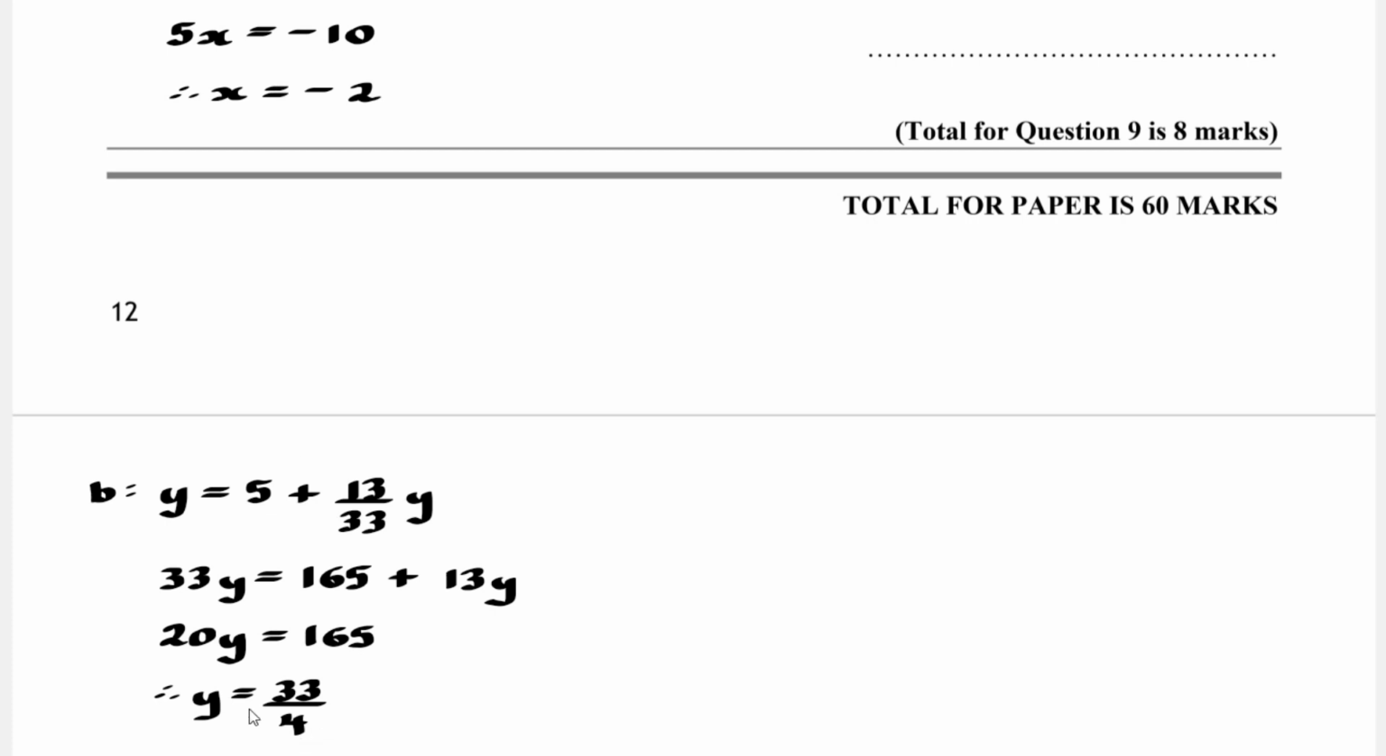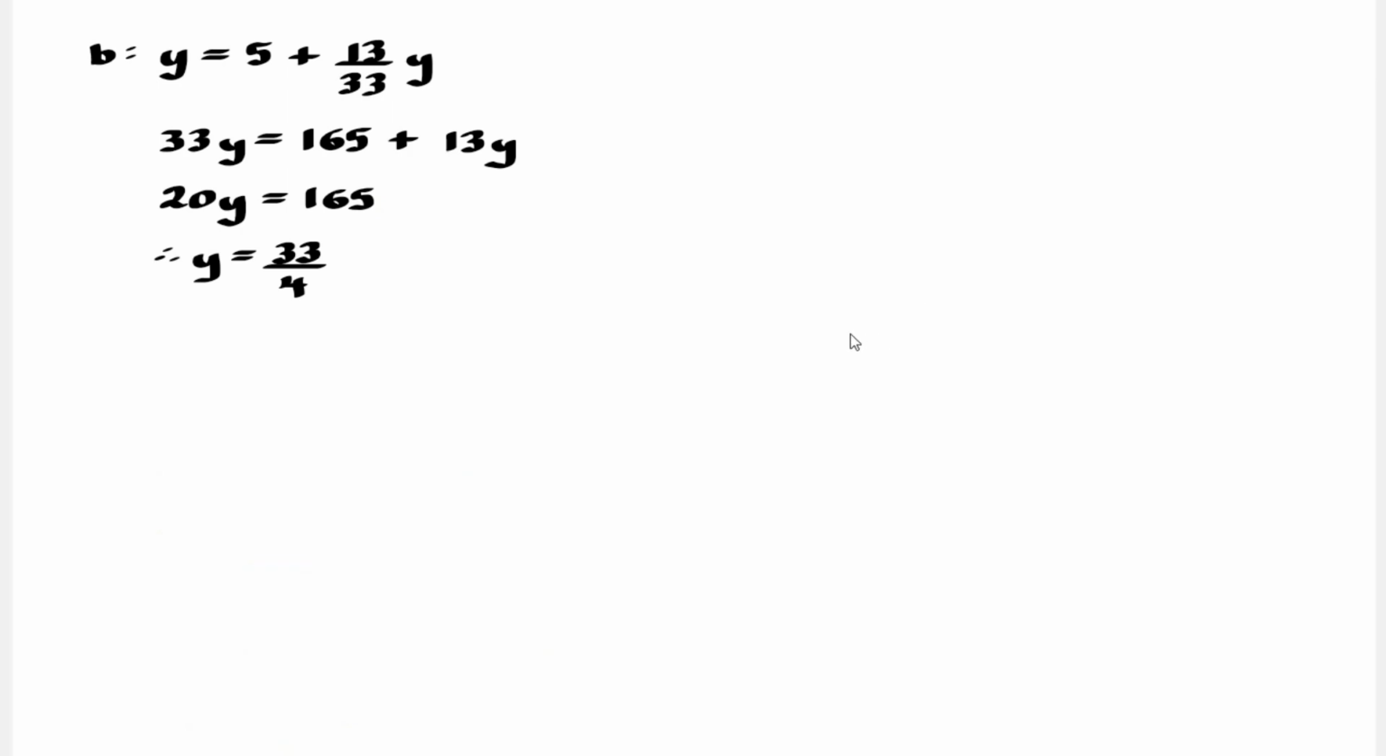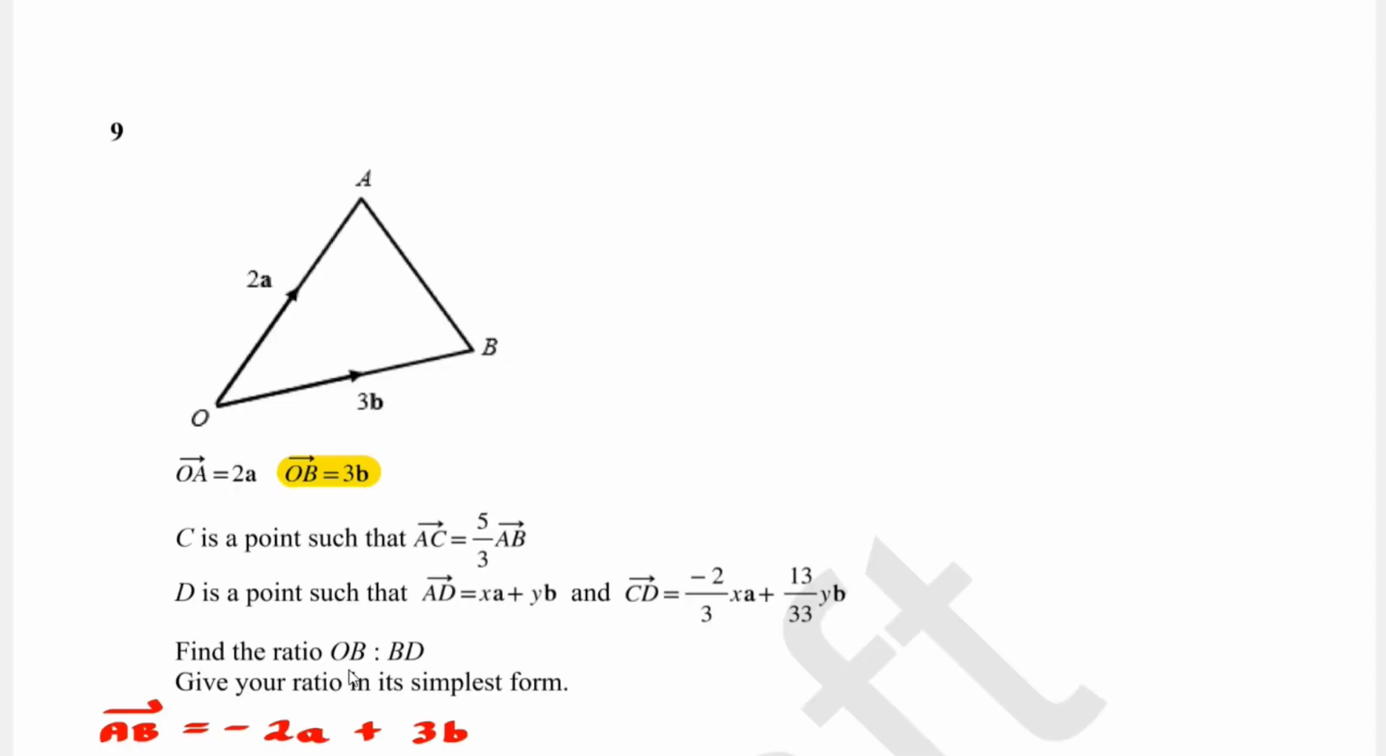I know what x and y are, which means I can now state what the vector AD is. Remember, the vector AD is given by XA plus YB. So I've got AD equaling negative 2A plus 33/4B. Now, what is the question asking us to do? The question is asking us to find the ratio of OB to BD in its simplest form, so we need the vector BD.